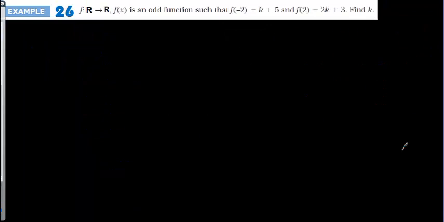This is the last exercise question. This is different from the even odd function form. That's why I wanted to solve this question. It says that the function is odd, so it's already given that f minus x is equal to minus fx. This is already given to us. And it says that f minus 2 is equal to k plus 5, f2 is equal to 2k plus 3. So if I write this one here, f minus 2 is equal to minus f2, if the function is odd.